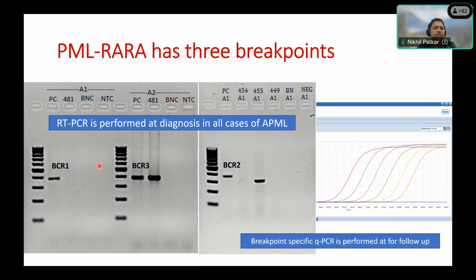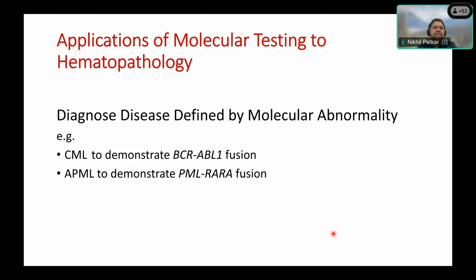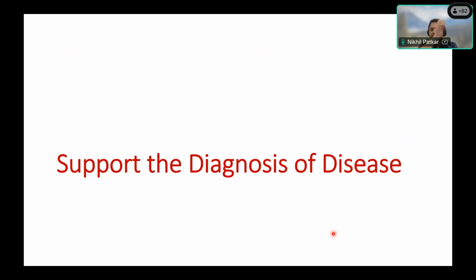And once you identify which isoform is there in the patient, you can do breakpoint specific qPCR to follow this patient up. So as I said, the first application of molecular testing to hematopathology is to diagnose a disease which is defined by that specific molecular abnormality, like CML and acute promyelocytic leukemia. The second is to support the diagnosis of disease.